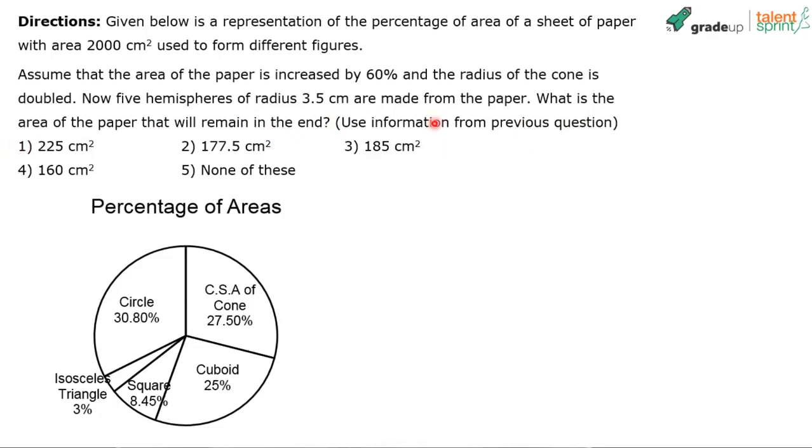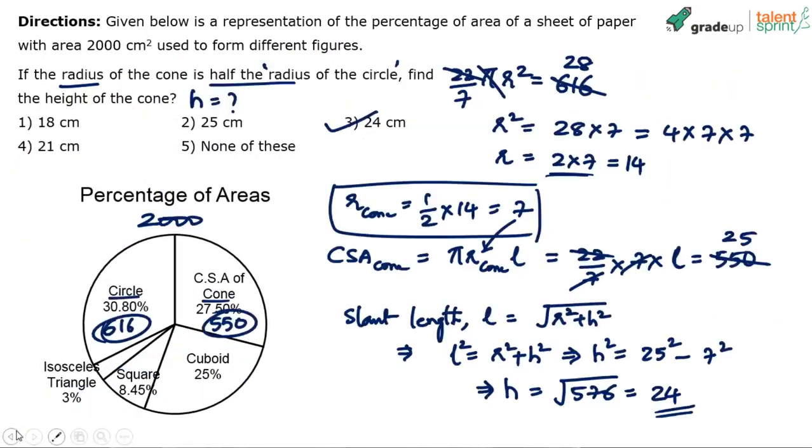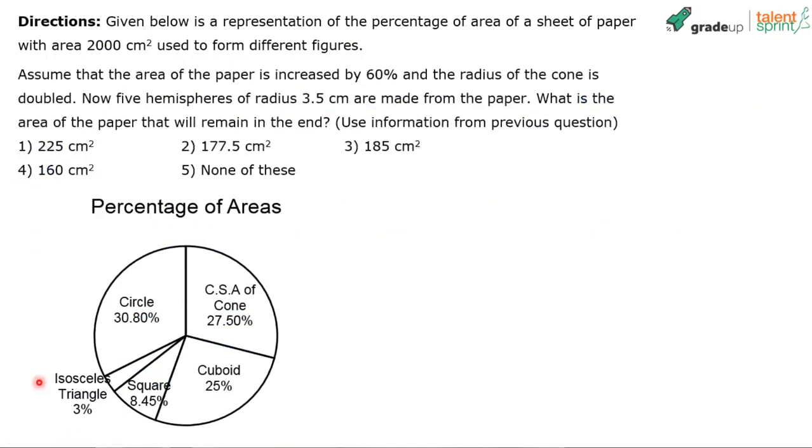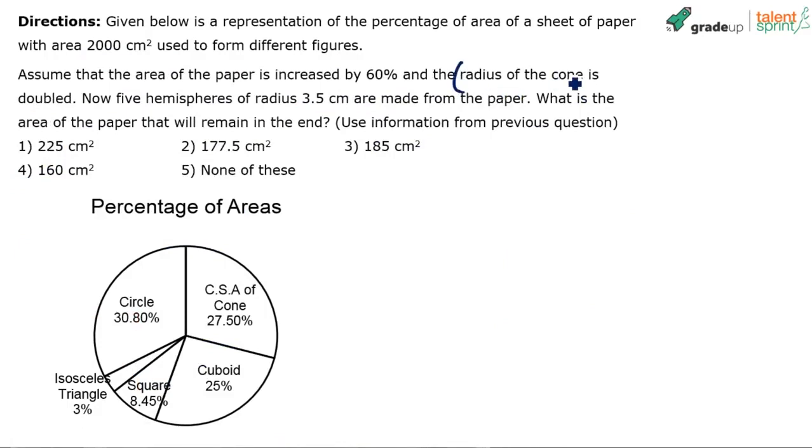What information? Maybe radius of the cone, right? Remember, we had solved for the radius of the cone in one of the previous questions. We got it as 7, right? In the first question, radius of the cone. So that information can be used, he says. Yeah. So radius of the cone is 7. This is doubled. So 7 is doubled means it becomes 14. I think that's the only information we need from the previous question. So solve this now. 1 minute again.